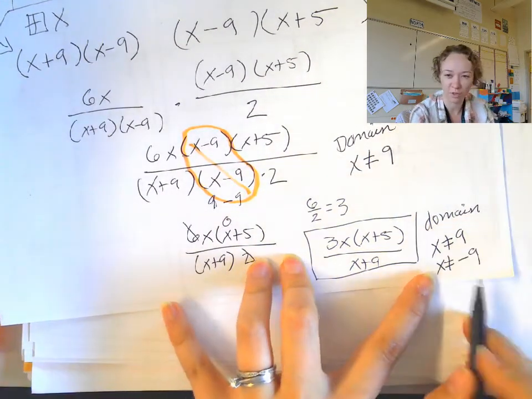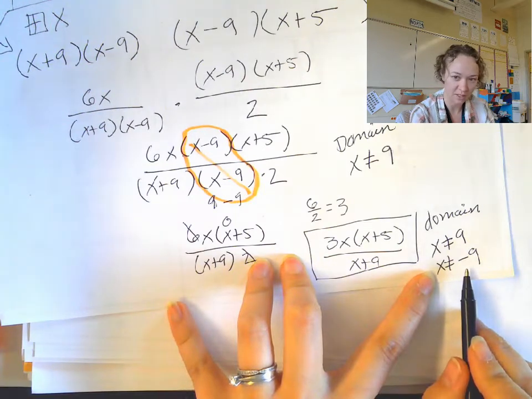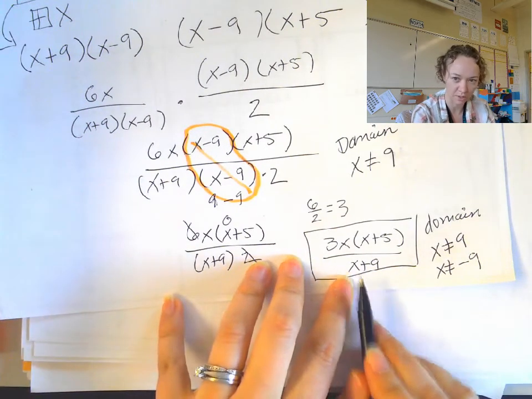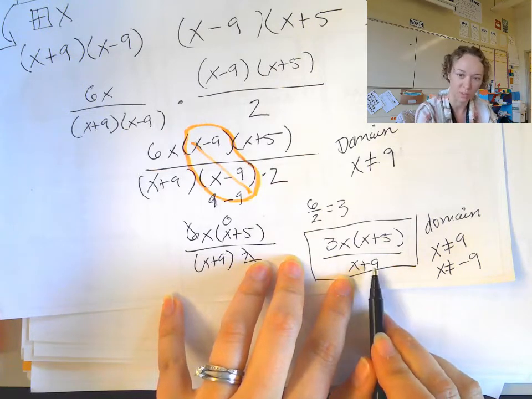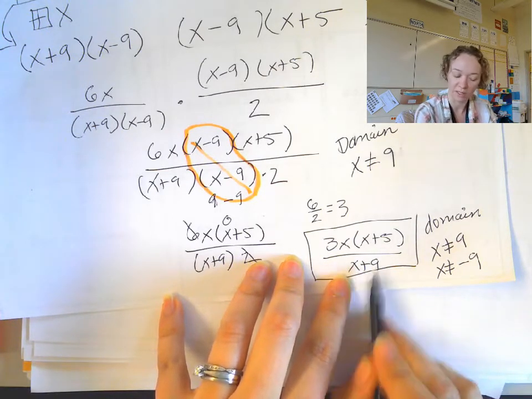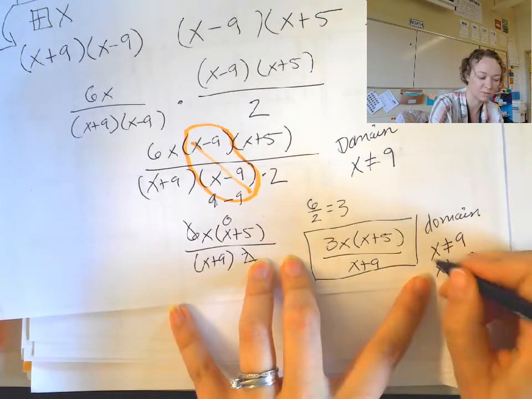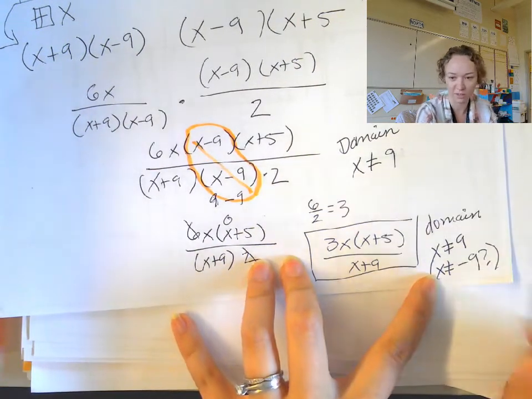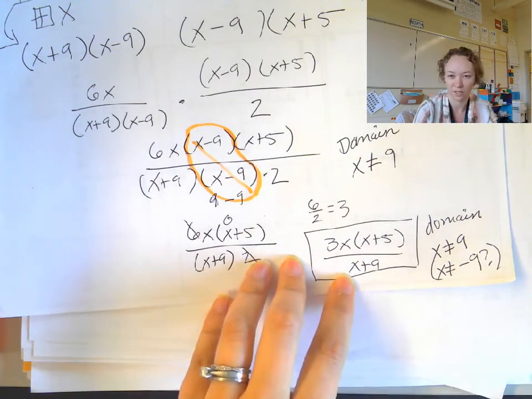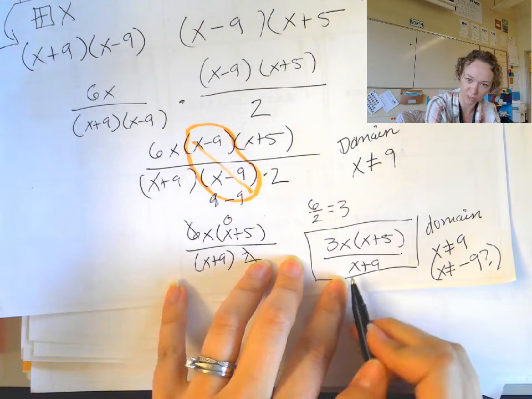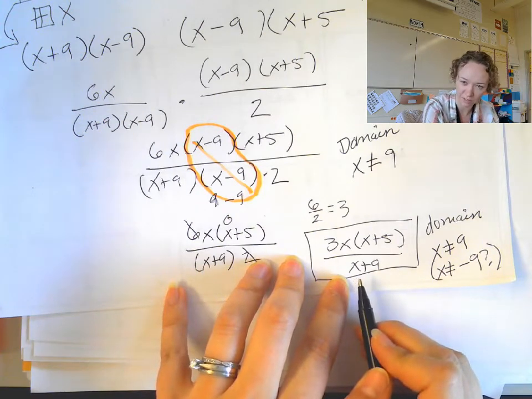I don't know if they're going to want you to say that or not, because that's like here, right? Like x can't equal -9 because -9 plus 9 would give you 0, and that would restrict that. So sometimes teachers want you to call that out explicitly. Sometimes you don't have to say it because it hasn't been canceled as part of the process, and you can still tell by looking at it. I don't know if that makes sense or not.